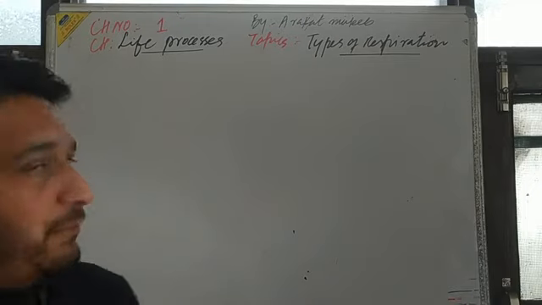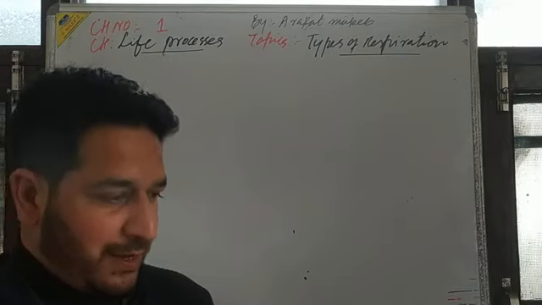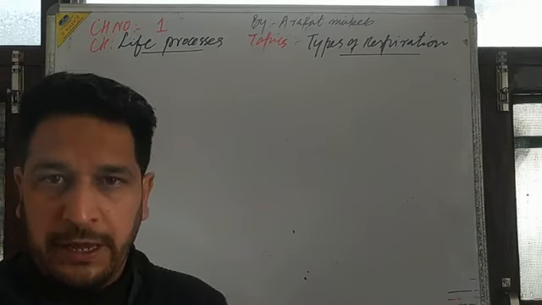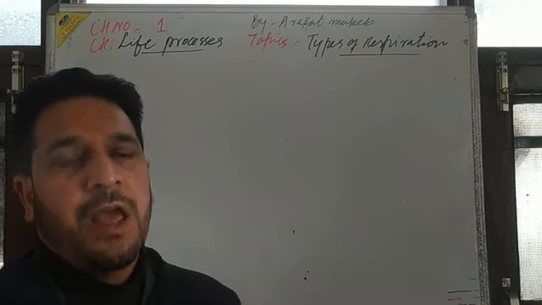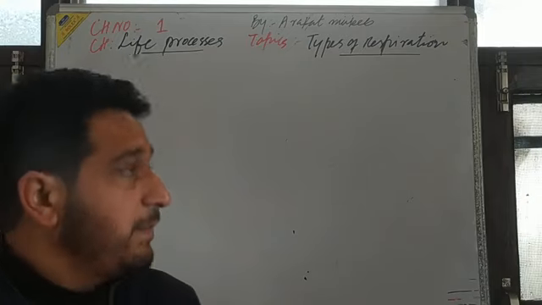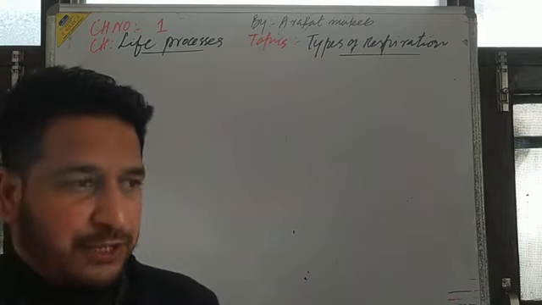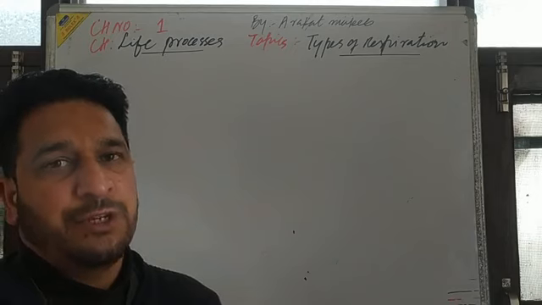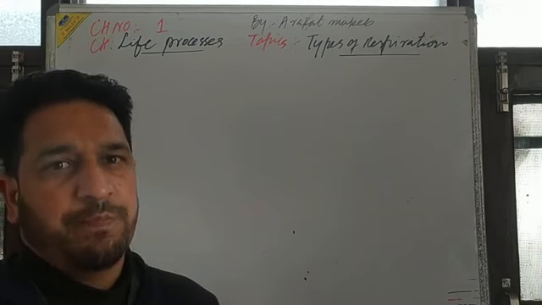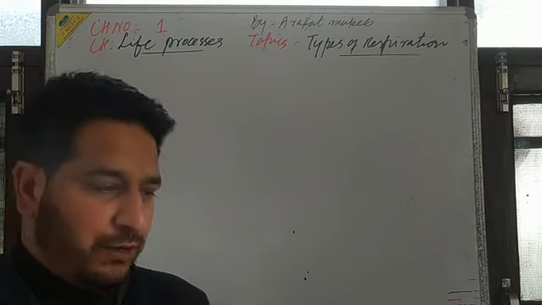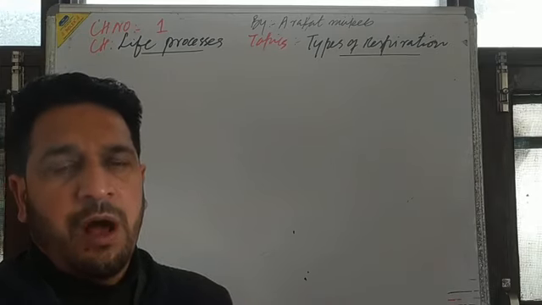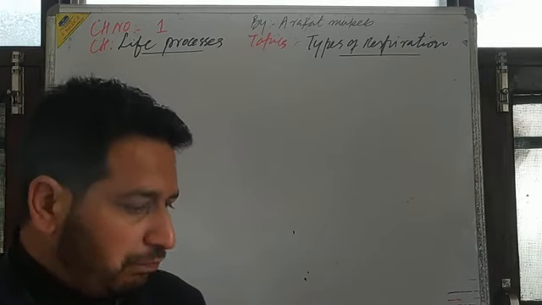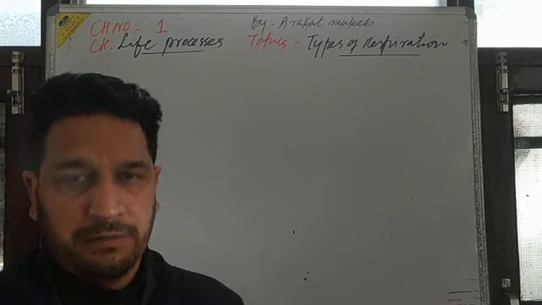Today I am with chapter number one. The chapter is about life processes. In this chapter, today my topic is to discuss types of respiration. In the previous lecture I discussed the concept of respiration. Today, the types of respiration, as per the organisms adapted for respiration, whether they respire in the presence of atmospheric oxygen or in the absence of atmospheric oxygen. Upon those conditions there are the types of respiration, and it is 10th standard biology.